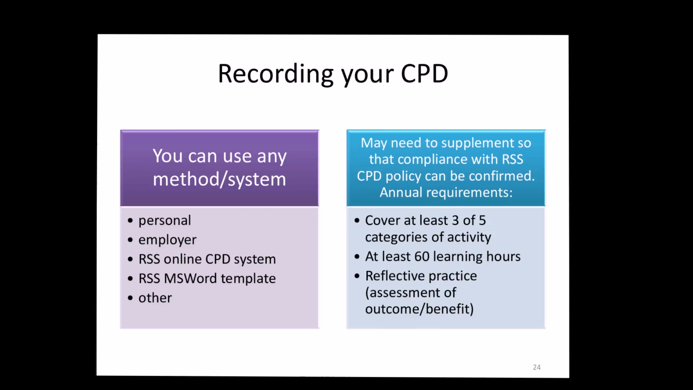So in order to confirm compliance with the RSS CPD policy, we need to see that the activities you've undertaken cover at least 3 of the 5 categories of activity described in the policy, and that at least 60 learning hours have been undertaken in a 12-month period, and that you've reflected on the benefits of the activities, and that's recorded in your CPD summary. So if you use an employer's one and it doesn't have that, you may just want to supplement it with that information.